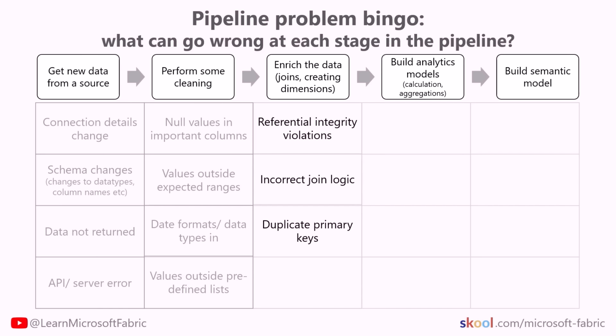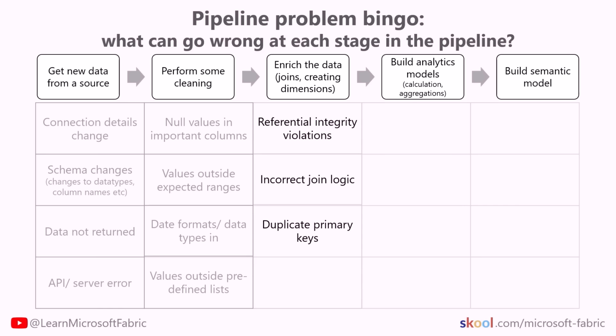So when we're joining data and enriching it, we can introduce things like referential integrity violations. This is where the unique set in one of our joining tables does not match the unique set of the other table. We can also have incorrect joining logic. So these could be data quality issues that you yourself, as the data engineer, are introducing. Obviously not on purpose, but these things can happen.